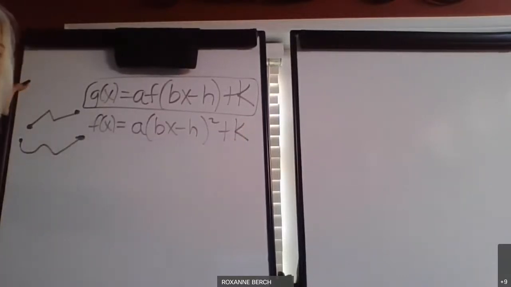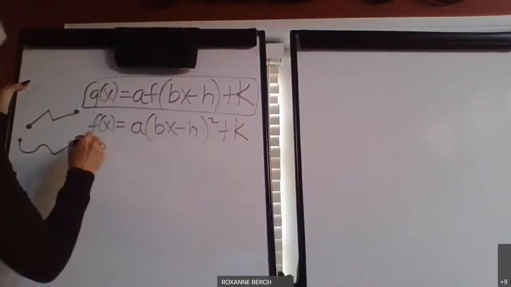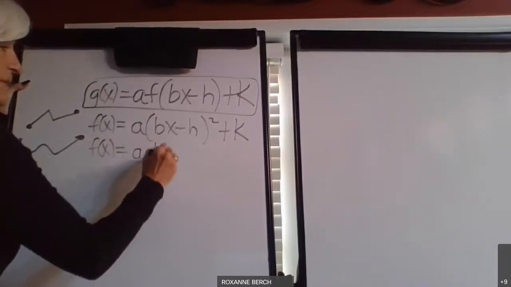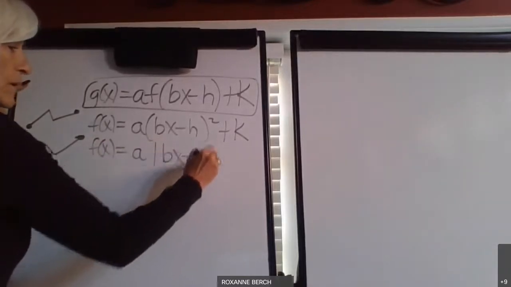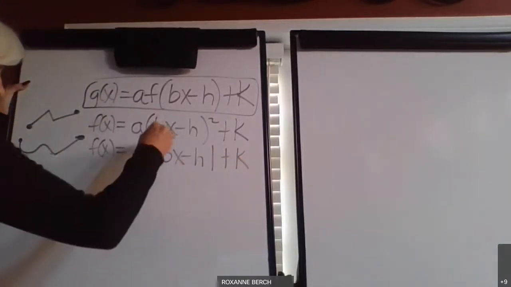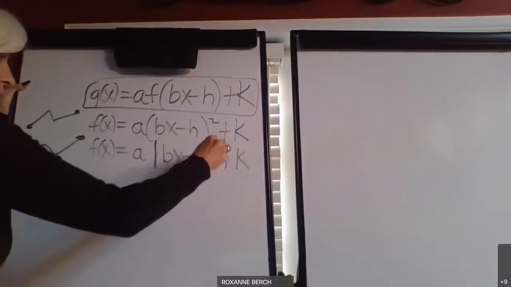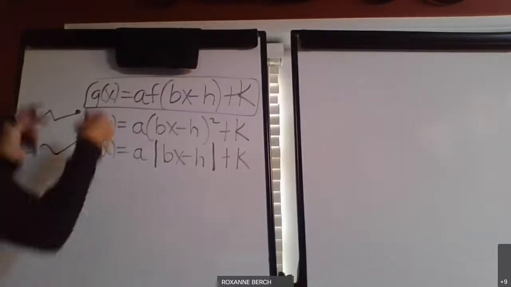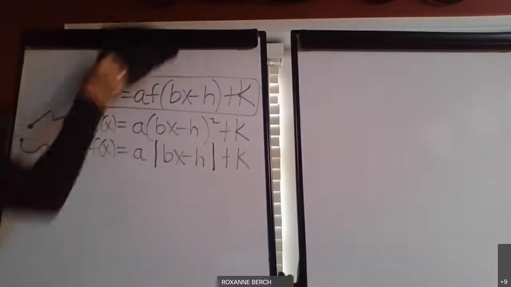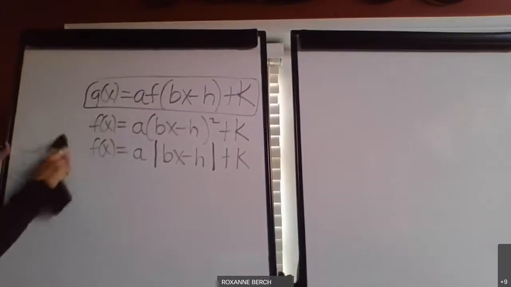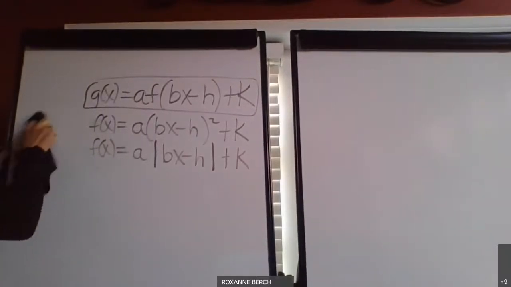So we know this is the quadratic because of the square. We know this is absolute value because of the absolute value bars. So what I need you guys to know is when it's a regular function, you're going to have to get the points off the graph. If they don't give you a graph, you can't do a transformation.